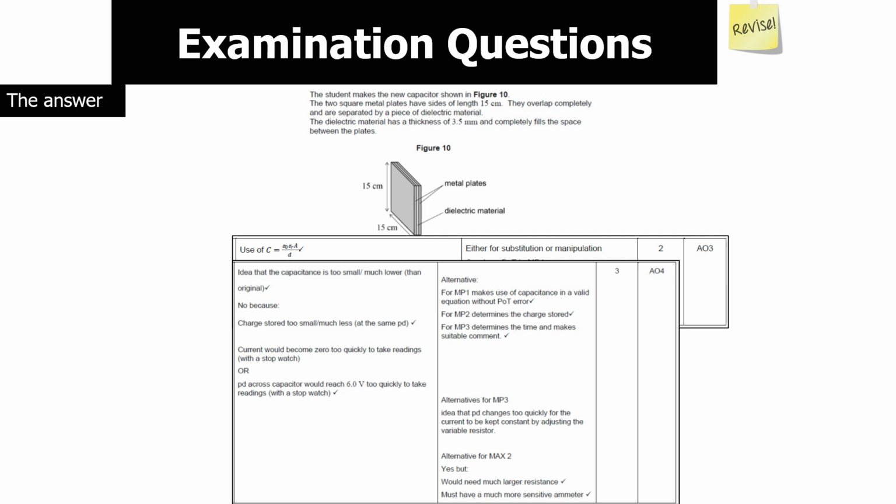Now charging a capacitor is like pouring water into a jug. If we pour it at the same rate, it's going to fill up a lot faster, and most likely you're not going to get many measurements because the current would very quickly reach zero. The capacitor would become completely full of charge before you had to take your readings every 10 seconds. So it just would not work. The potential difference across the capacitor would reach 6 volts before you could take your readings with the stopwatch.